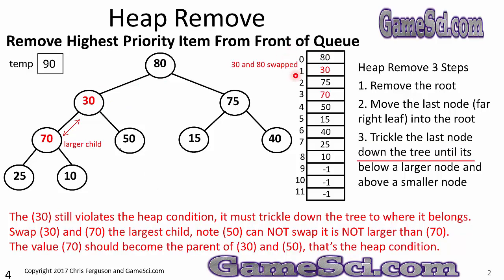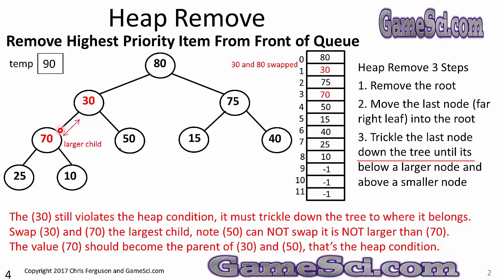30 and 80 just changed positions in the array. However, the 30 still violates the heap condition. It must trickle down the tree to where it belongs. We are still in step 3, the trickle down. The trickle down can take many steps. Note, 50 cannot swap. It is not larger than 70.